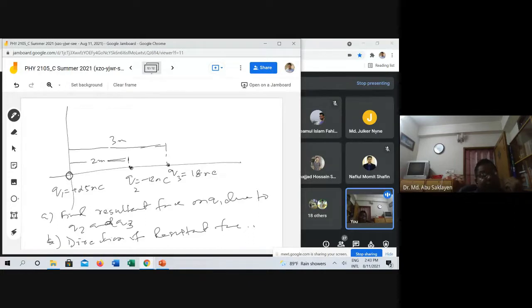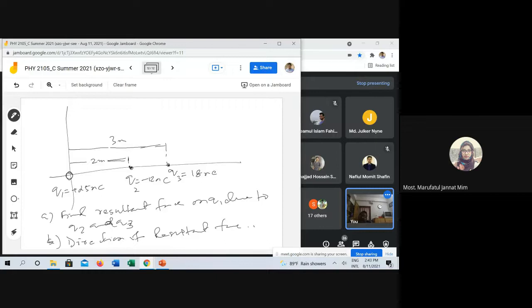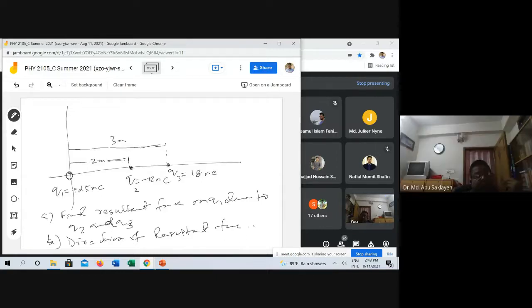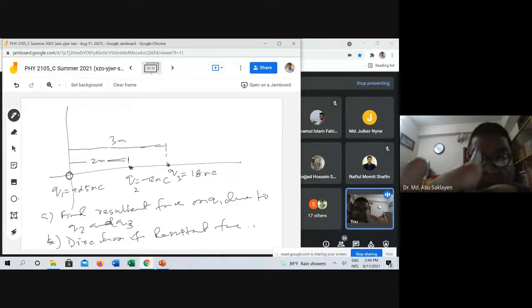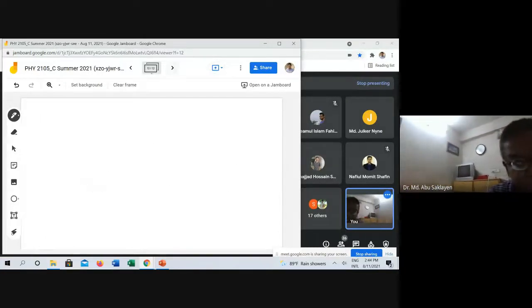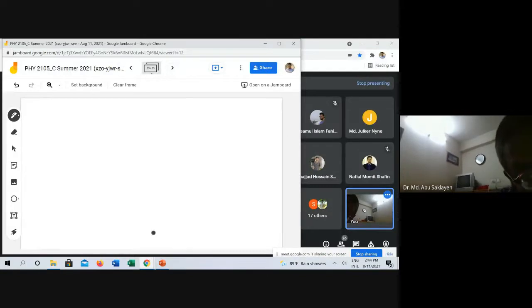Tell me what is the direction of F1? Sir, Q2 to Q1, sir. That means negative x-axis. Yes, sir. Negative x-axis. Did you get magnitude? F1 equal to how much?